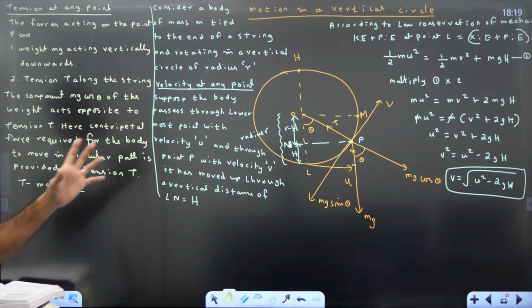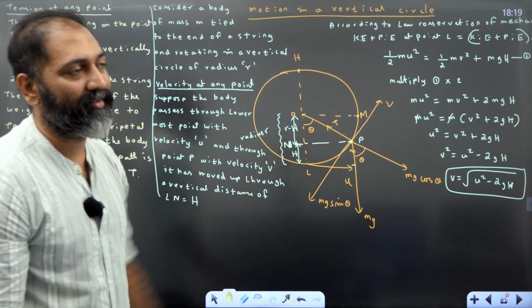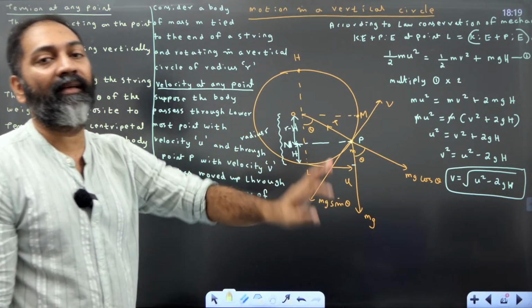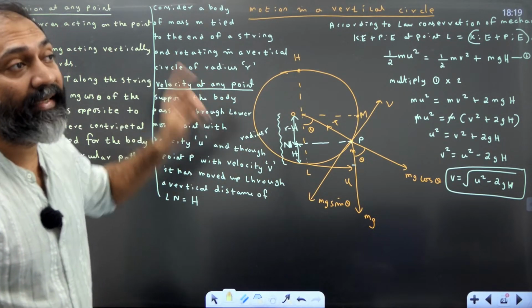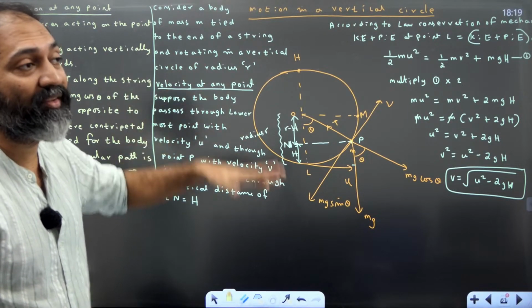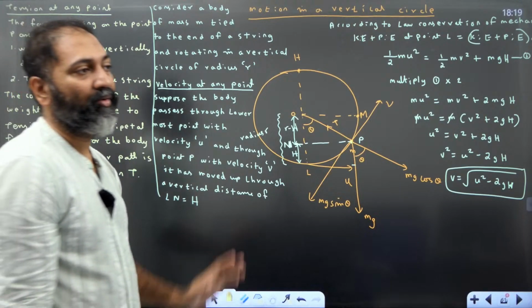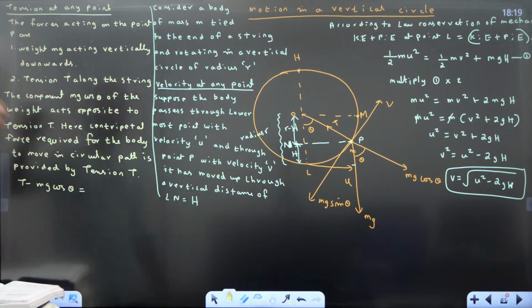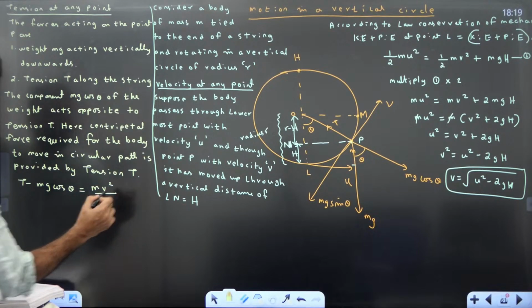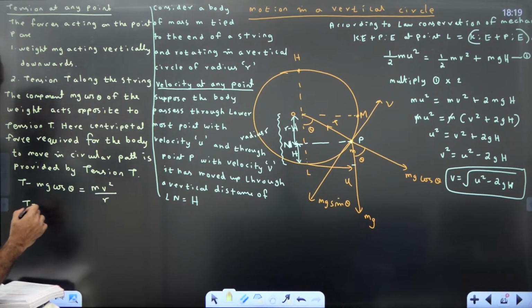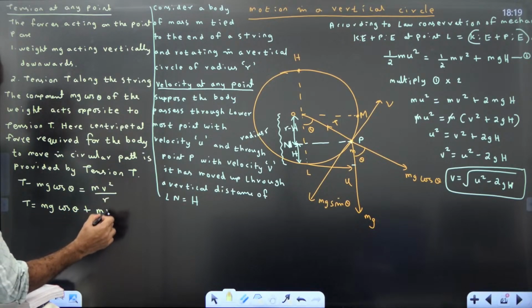Now some students will be having a doubt: sir, why has sir taken T minus mg cos theta? Why not mg cos theta minus T? Here tension is greater. If tension is positive, then only the body will move in a circular path. So tension should be greater. So T minus mg cos theta provides the centripetal force, that is equal to mv square by r. So T is equal to mg cos theta plus mv square by r.